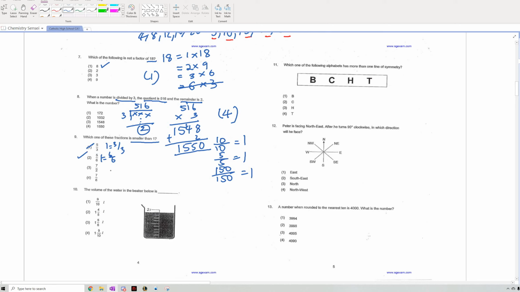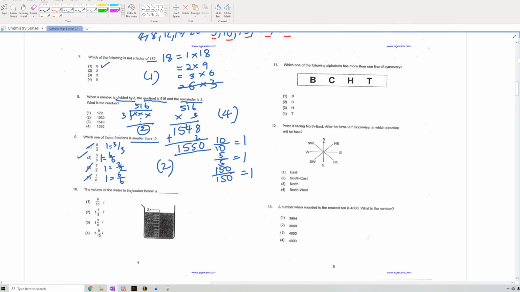Let's take a look at the next option. As the denominator is 2, 1 is equal to 2 over 2. Thus, option 3 cannot be the answer, as 7 is greater than 2. Lastly, for option 4, we have a denominator of 6. So 1 is equal to 6 over 6. From here, we realize that option 4 cannot be the answer as well, as 7 is greater than 6. So the correct answer for question 9 is option 2.